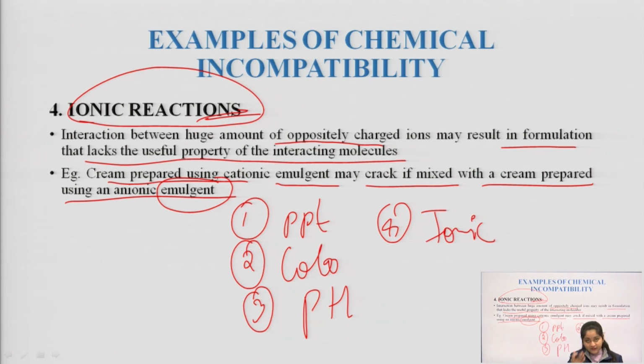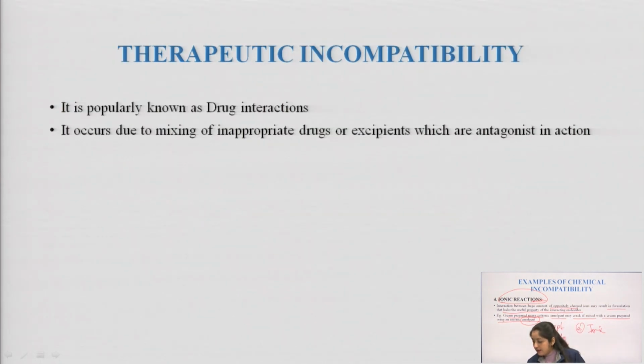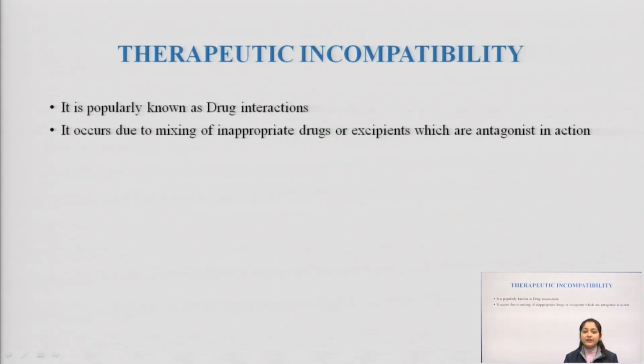Let us understand another type of incompatibility, that is therapeutic incompatibility. Therapeutic incompatibility is the third type of pharmaceutical incompatibility, and it is one of the most important forms of incompatibility to be studied, because if therapeutic incompatibility is not avoided, then it may lead to serious health hazards. We are going to understand each and every type of incompatibility in a detailed manner. So, let us start. It is popularly known as drug interactions. Yes, we all might have heard about this word, drug interactions.